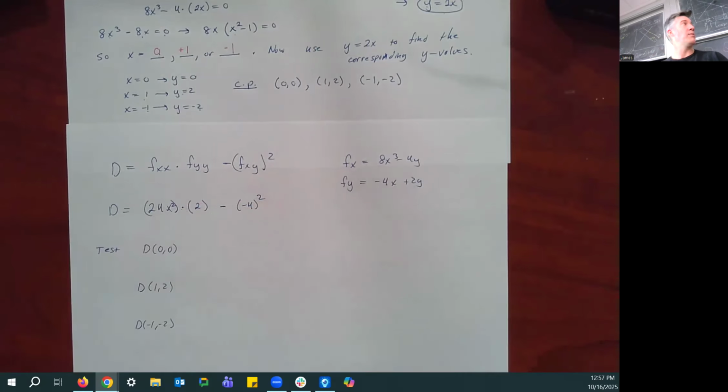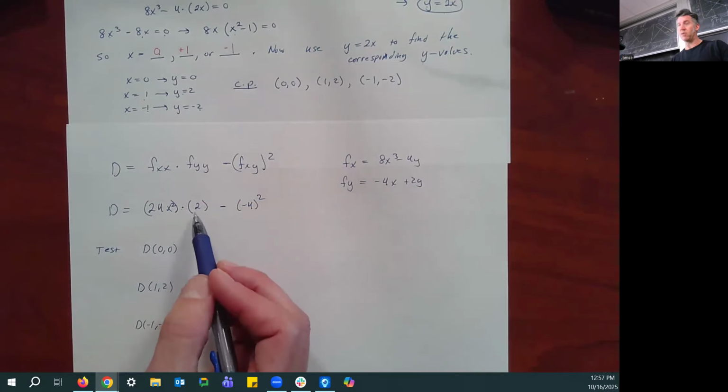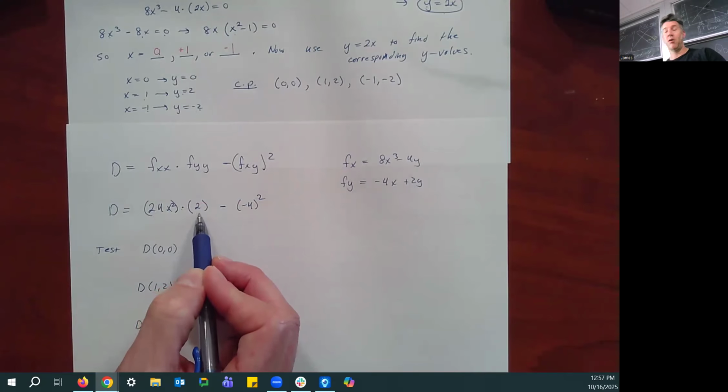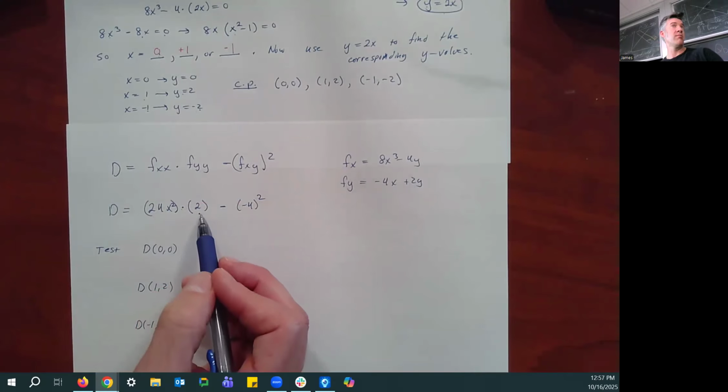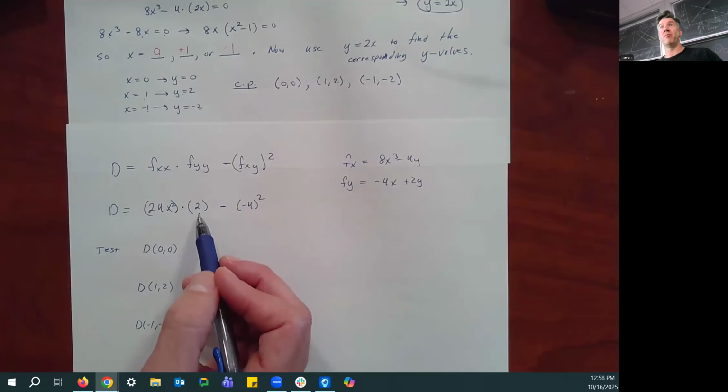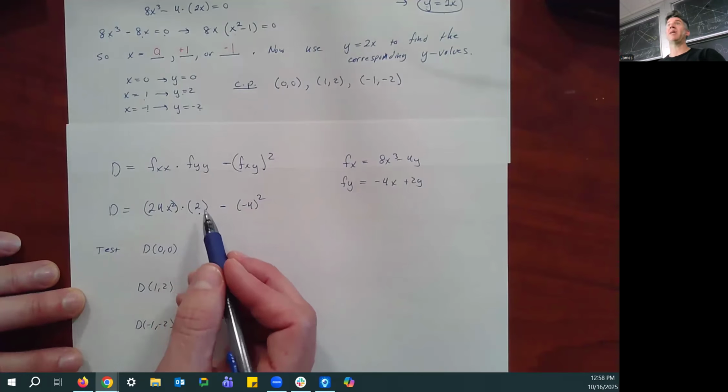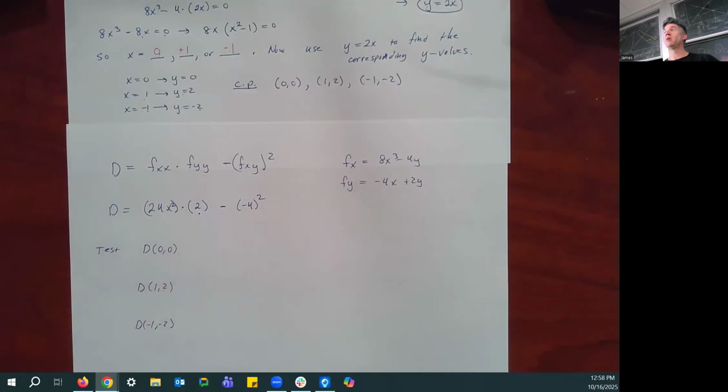Right on. Something interesting here that I'll point out. The fact that fyy is always equal to 2 means that if our D is positive, our second derivative is going to have to be positive, meaning any maximum or minimum is going to have to be a minimum. This function cannot have a maximum because your fyy is always positive. So the only types of critical points we're going to get here are saddles or minima, no maxima. We don't need to know that, but it's just kind of interesting to observe.